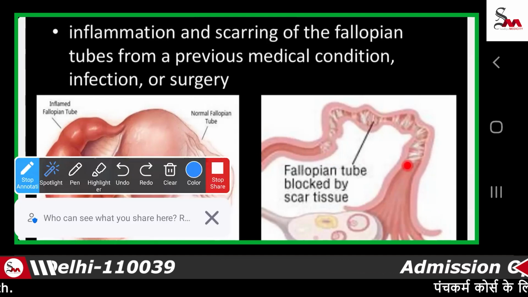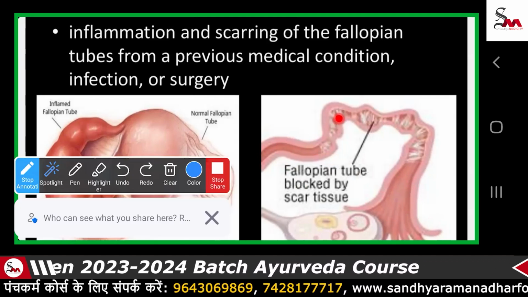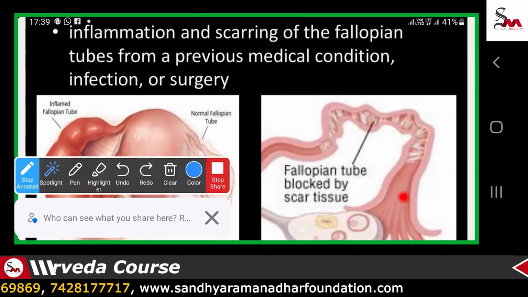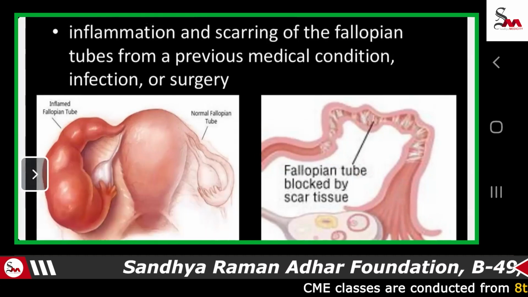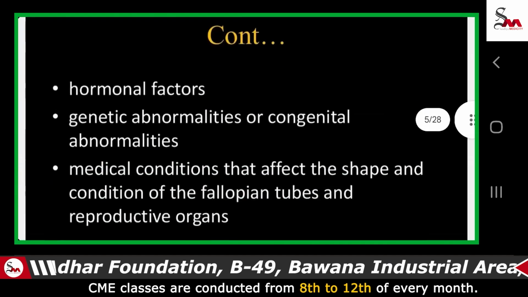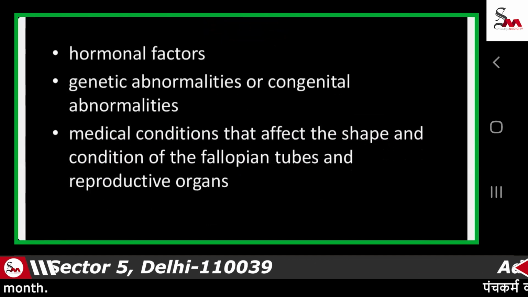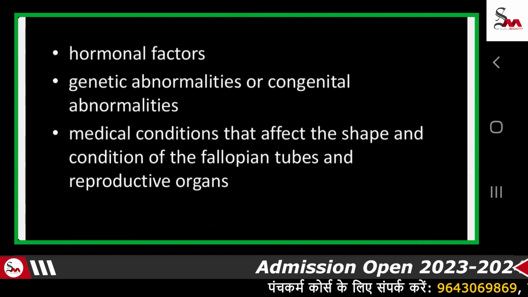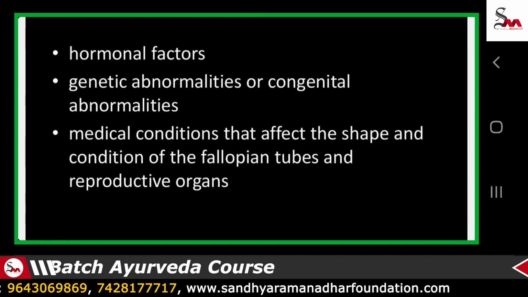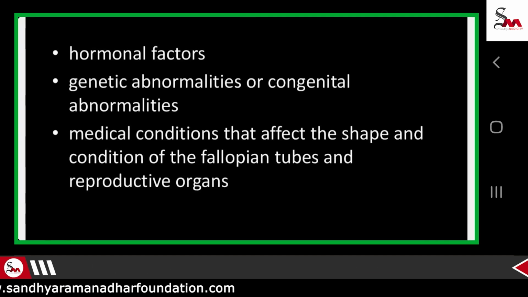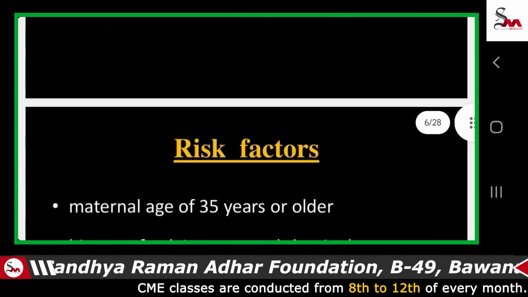Sperm, here in the ovary or the infundibulum pump, it is quite possible that with the flow sperm comes here, fertilization occurs, and it continues to grow here in the tube only. So these are the reasons, and hormonal factors are also there. Some genetic or congenital abnormalities also support tubal pregnancy or ectopic pregnancy. Medical conditions that affect the shape and condition of the fallopian tubes and the reproductive organs, as we discussed earlier also. So there are many conditions that affect that, and many anatomical defects are also there.